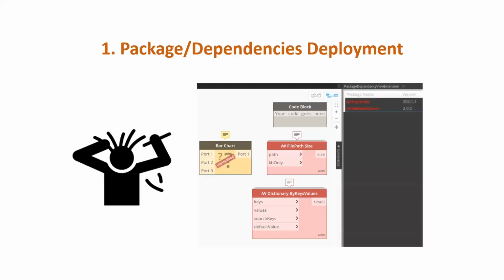The Dynamo team made it much better when they added this, I think with Dynamo 2.3: the package dependency view extension, that lets you know which packages are needed for the definition. But that's still inside Dynamo, and sometimes the users don't even want to open Dynamo. They just want to play it through the Dynamo Player. And this here is not going to help in that scenario.